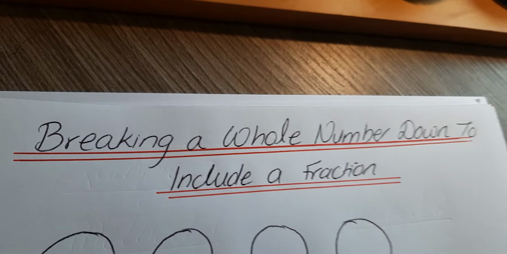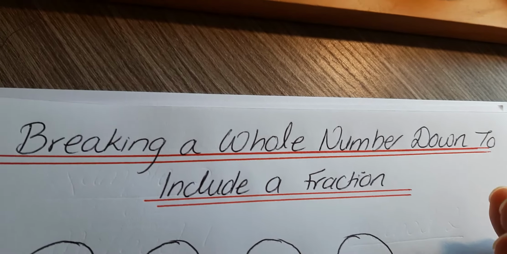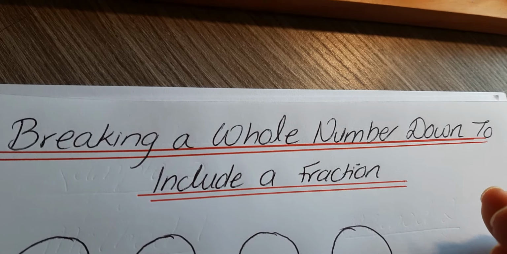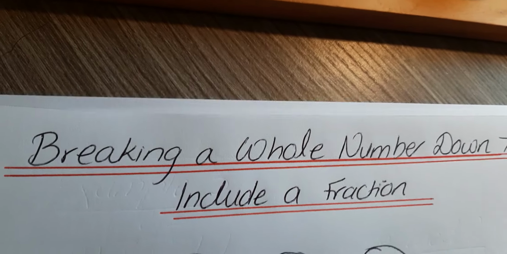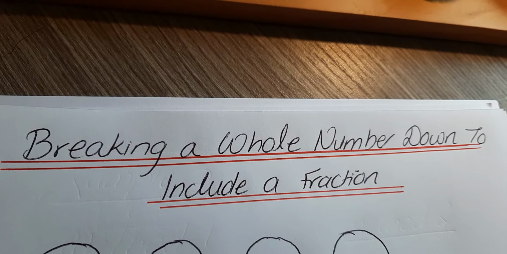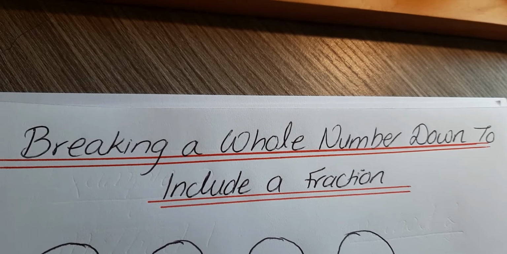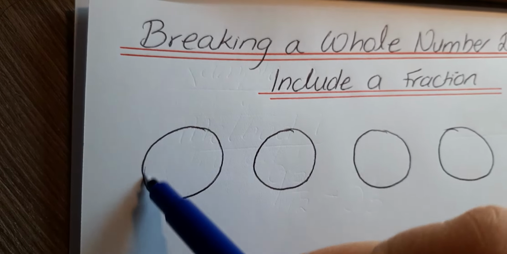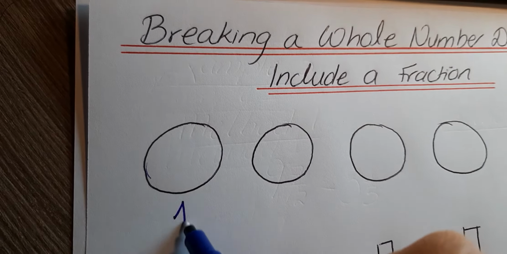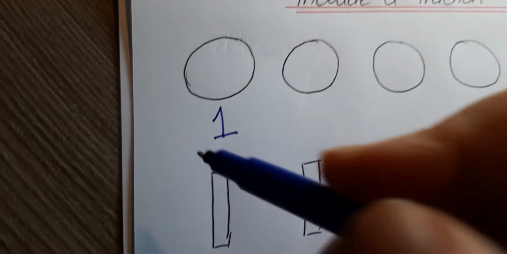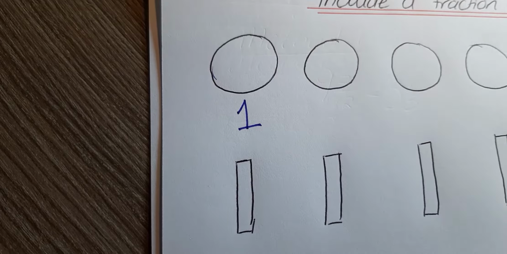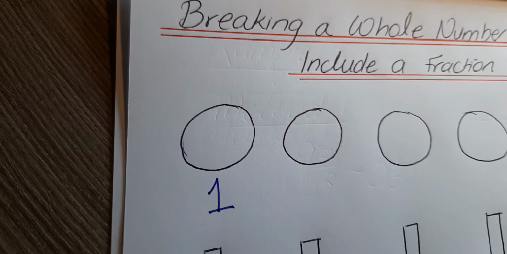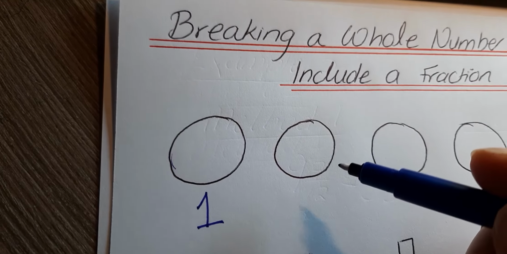Right, in order to be able to go to the next step up on subtracting mixed numbers, we need to know how to break a whole number down in order to include a fraction. Okay, we know that a whole cake, which is 1, which we can also write as a bar here, like this, can be broken up into different equal parts.